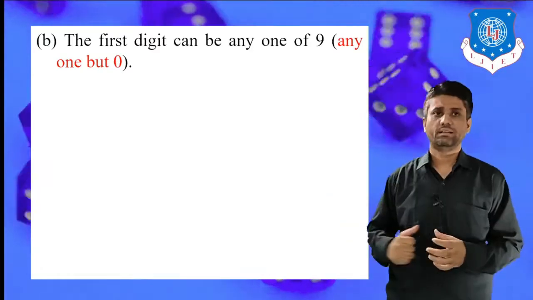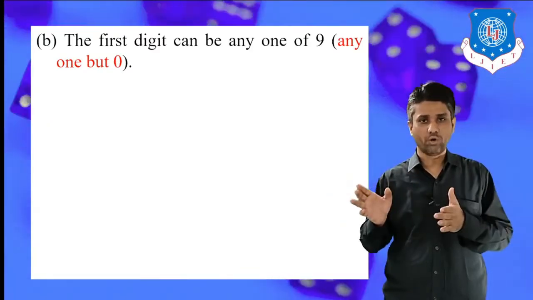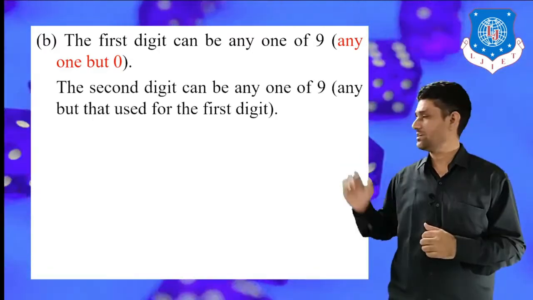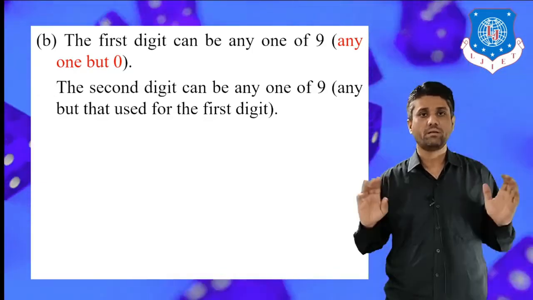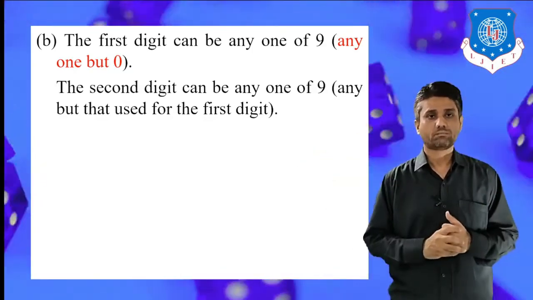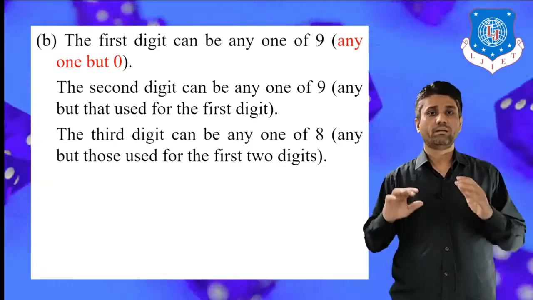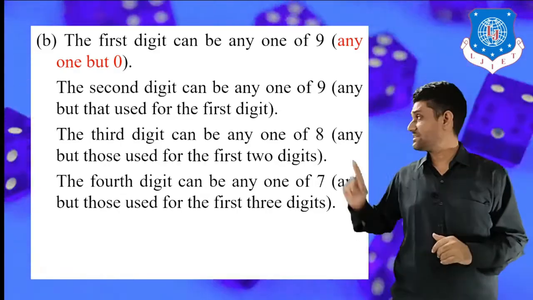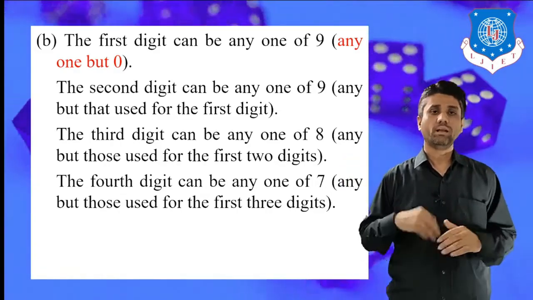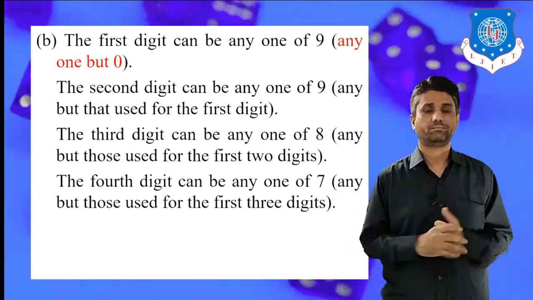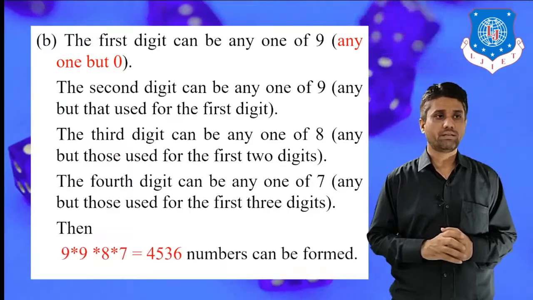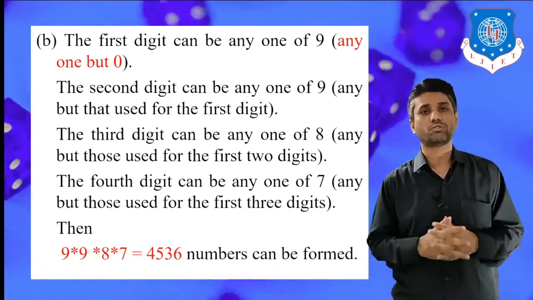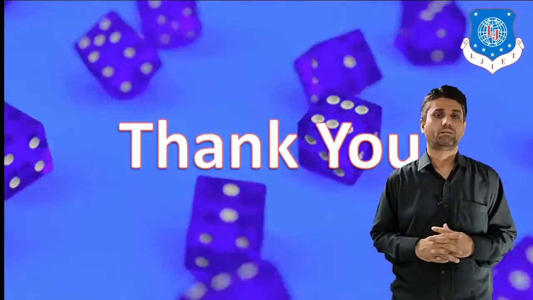Let's see the second option. The first digit again cannot be 0, as we discussed. If we plug in 0 as the first digit, then it is not a 4 digit number. So for the first digit there are 9 possibilities. The second digit can be any of the 9. Now the third digit can be any of 8, excluding those already used, because in the second option repetition is not allowed. Similarly the fourth digit can be any of 7. So finally there are 9 into 9 into 8 into 7, that is 4536 possibilities. So thank you.